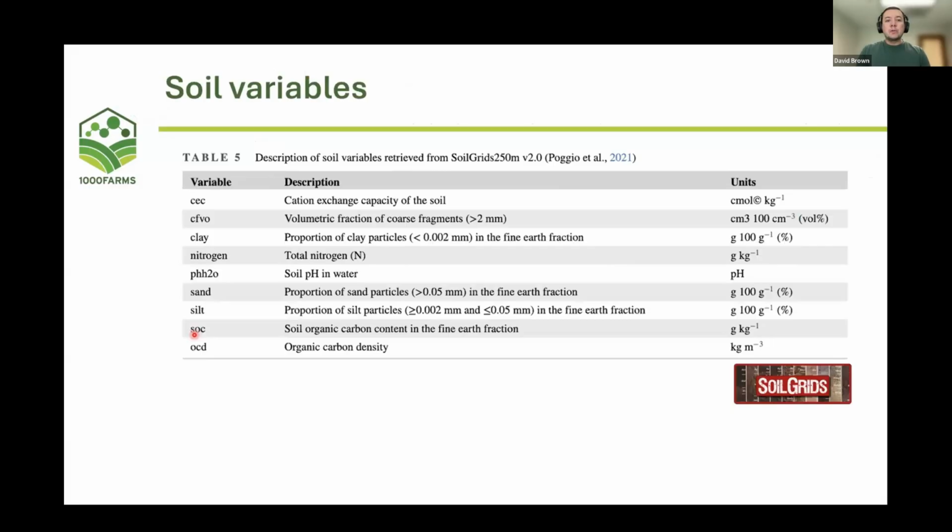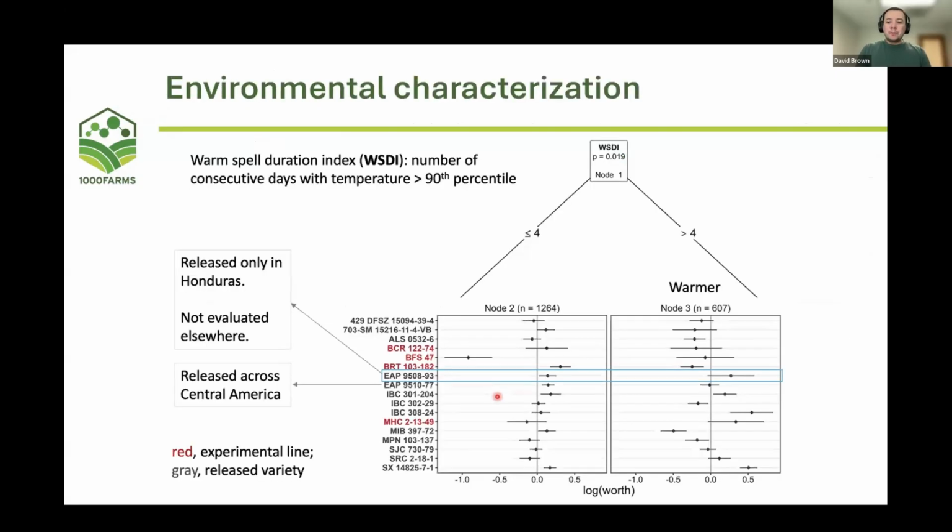Finally, we also included soil variables that are coming from the SoilGrids database. So after fitting the model, we end up with this Plackett-Luce tree. And the most important variable in this case was the warm spell duration index, which is the number of consecutive days with temperature higher than the 90th percentile. That basically splits the main data set into two different sets of environments.